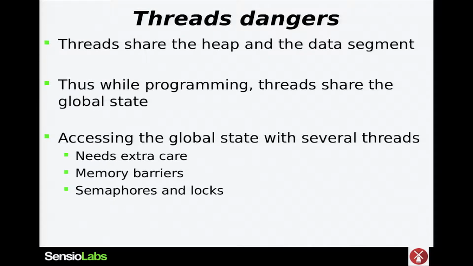So there is a danger here, because if several threads share the heap and the data segment while you're programming, you need extra care when you access that part of memory. Because if you only use processes, you have your own memory. If you use threads, you share the memory with other tasks that could be running at the same time on another CPU than yours. So it's quite hard to program when you discover that for the first time, but after that, when you have experience, it's just a matter of doing things.